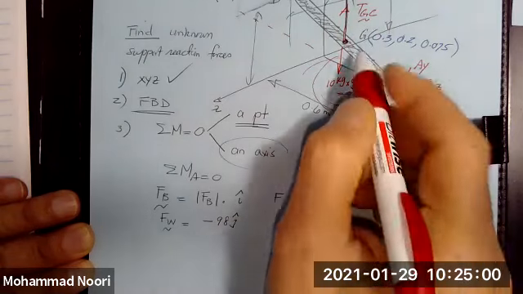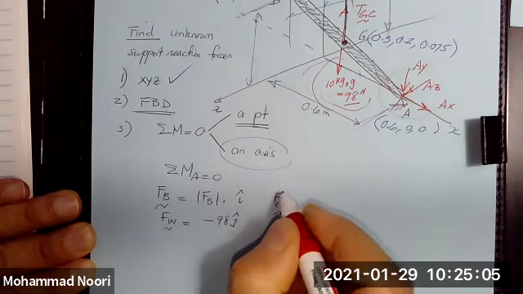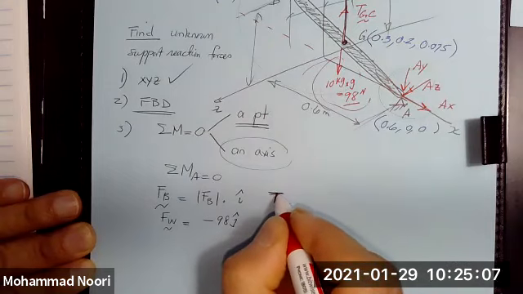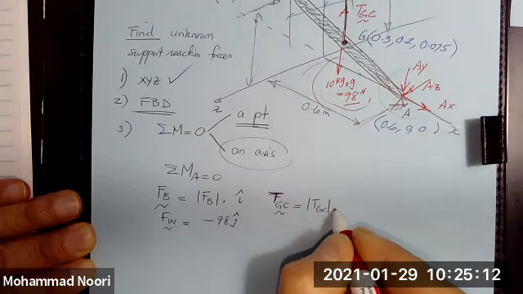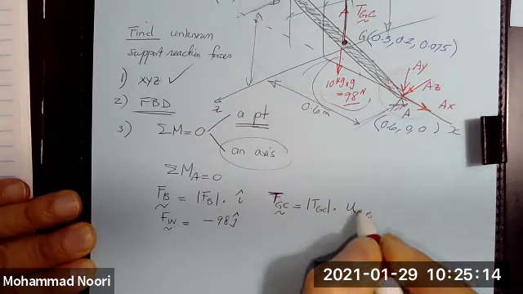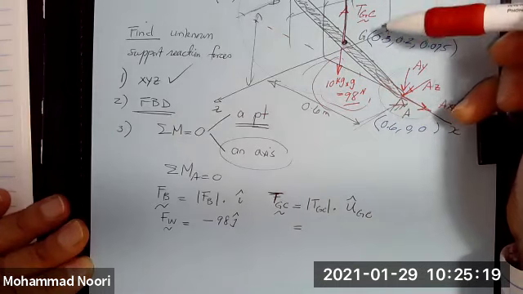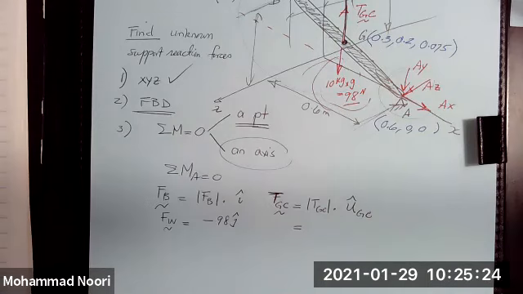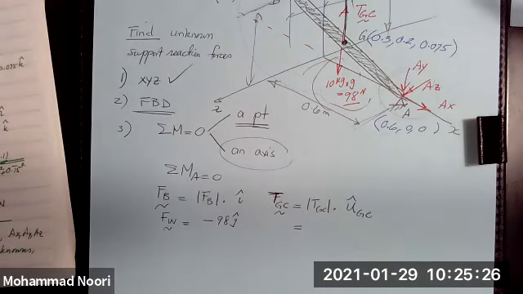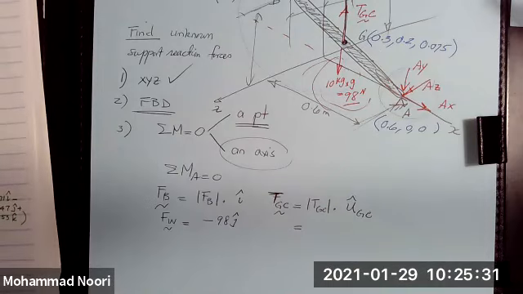so it's simply negative 98 j. How about the force in GC, or I call that TGC? That would be the unknown magnitude times the unit vector of GC. And what would that be? It would be 0 minus 3, this minus this minus this, divided by the length. So what would that be? I have done that here, so let me write it down for you.